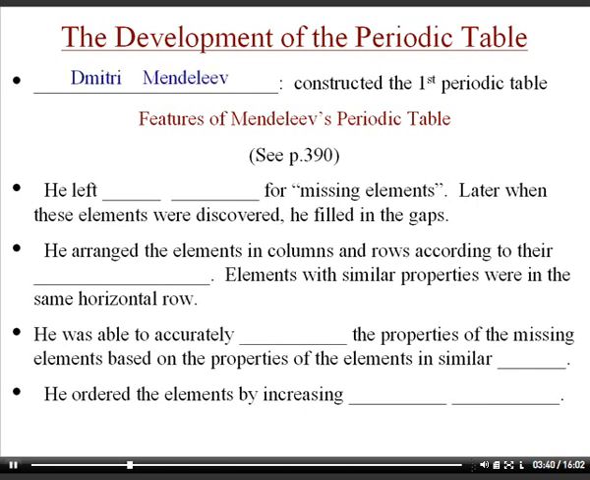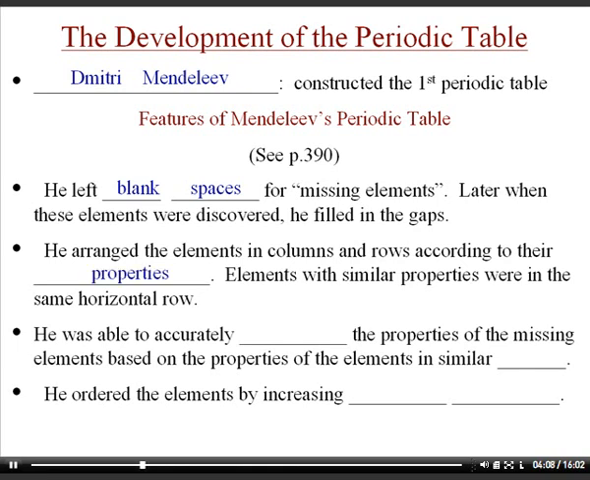So we start with the person who developed the first periodic table, and it was Dmitri Mendeleev. I say he constructed the first periodic table. I'm sure there's some people before him that had it constructed, but he was probably the most famous Russian scientist who started arranging the elements in some sort of pattern. He left blank spaces for elements that were missing because he figured that not all the elements in the universe were discovered, and he arranged them according to their properties, just like we do today.